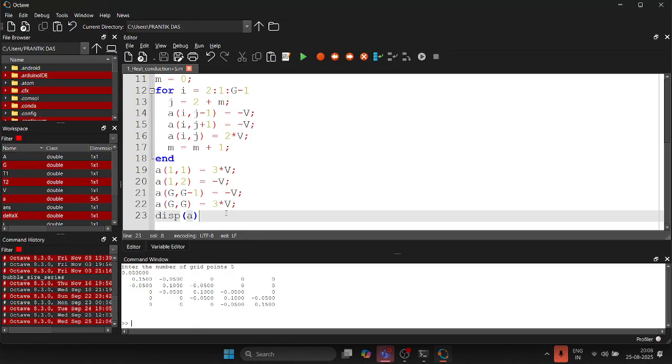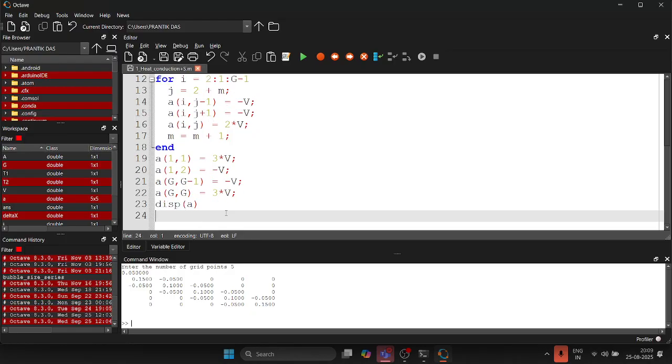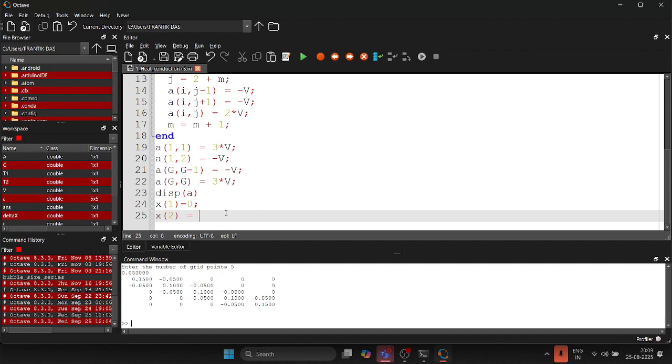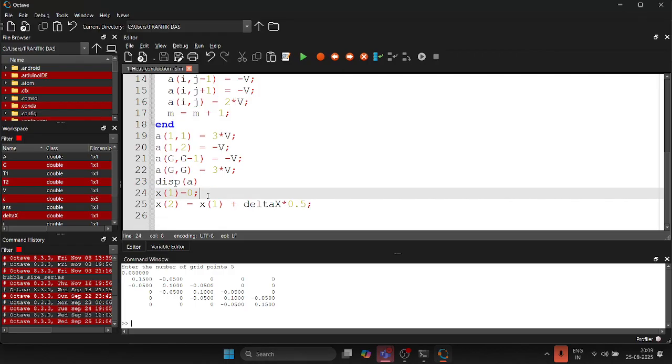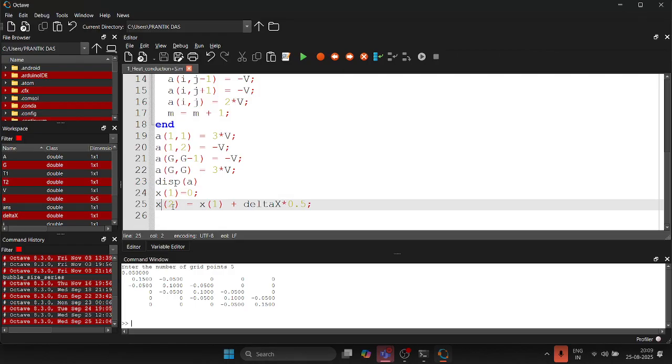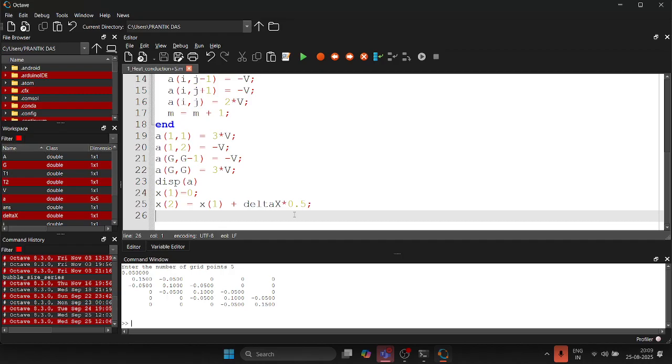OK, after this what do I have to do? I have got the A matrix. Next I have to make the x matrix, which is your distance array, because you have to plot. Not a matrix, basically an array. So x1 is 0, x2 is x1 plus delta x into 0.5. The first point will be at 0, so at x1 equal to 0. At x2, the value of x is basically x1 plus delta x multiplied by 0.5, since the distance of the cell centroid from the boundary patch is 0.5 into delta x, that is half of delta x. Is it clear to all of you?